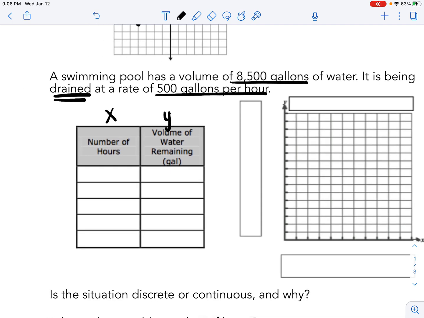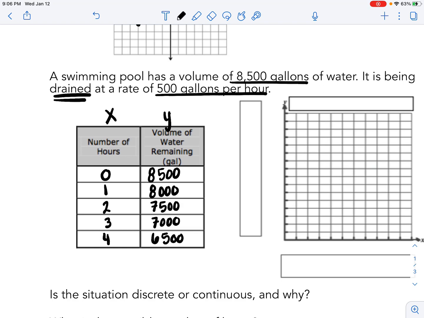Okay, so again, if we're starting, X is always the first column, Y is the second column. At 0 hours, we have 8,500 gallons of water in my swimming pool, right? I haven't turned on the faucet, the tap that will drain out the water. After 1 hour, I lost 500, so I'll have 8,000. 2 hours, I'll have 7,500. 3 hours, we have 7,000. 4 hours, we have 6,500.